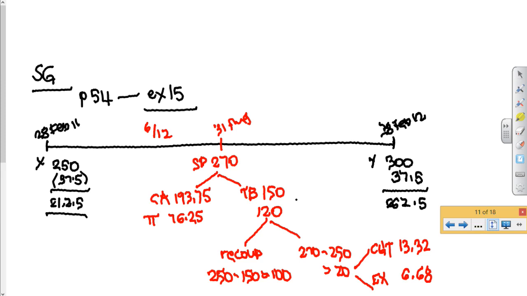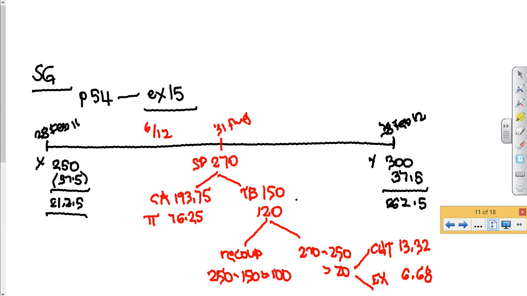At the end of the previous year end, 28 February 11, we had a machine X. The cost was 250, the accumulated depreciation was 37.5, giving us 212.5 carrying amount at beginning of year. Then that machine X was used for 6 months. In that 6 months there was depreciation. The carrying amount dropped from 212.5 to 193.75, which is depreciation on that machine. And as at the 31st of August it was sold.